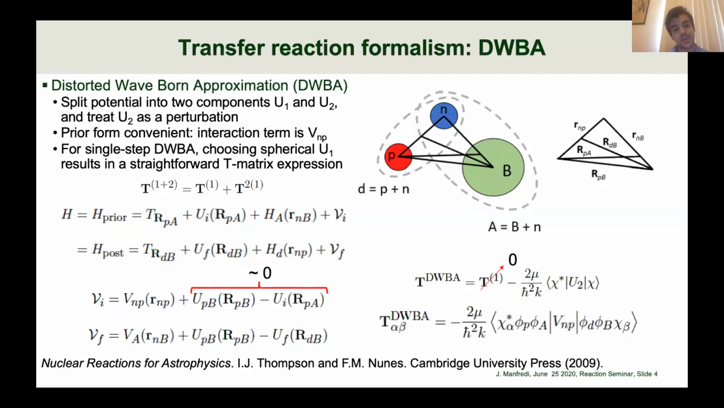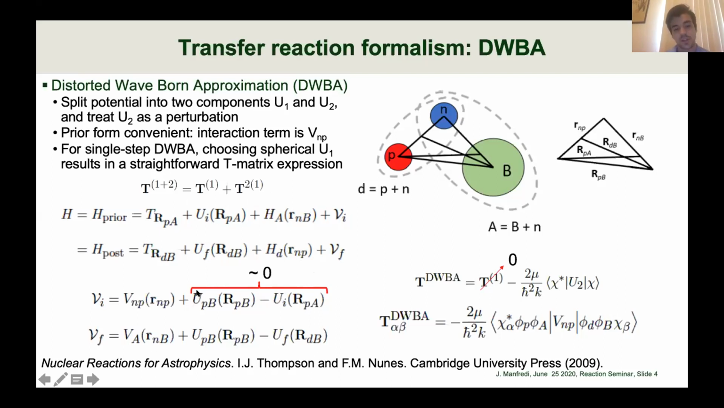And so what we can do when we write down what these potentials look like, we can choose two different frameworks to write things down in, either a prior framework before the transfer happens, or after the transfer happens, what's called the post framework. And so both of them have some kinetic terms, entrance or exit potentials respectively, a term describing the bound state of the neutron, whether to B or to the proton, and then an interaction term, V_i or V_f. And when we look at the interaction terms, we can see that in the prior formalism, we conveniently have this U_pB minus the entrance potential.